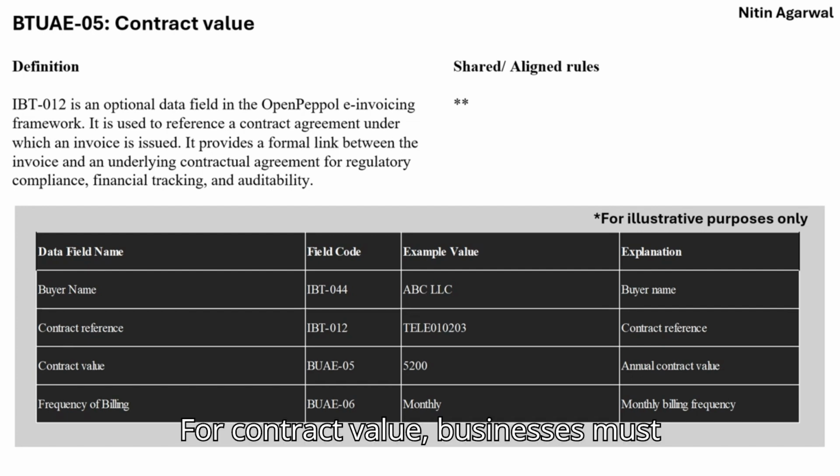For contract value, businesses must provide the value which is agreed at the time of issuance of the invoice. In the instant example, the annual contract value of the telecom contract is 5,200, billed monthly. If the contract value changes thereafter, the revised value can be mentioned on the subsequent invoices. Let's say the user has added some data packs on the contract. The subsequent invoices will have the revised contract value in that case.